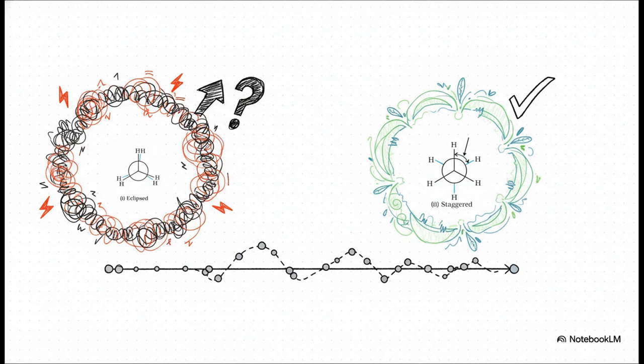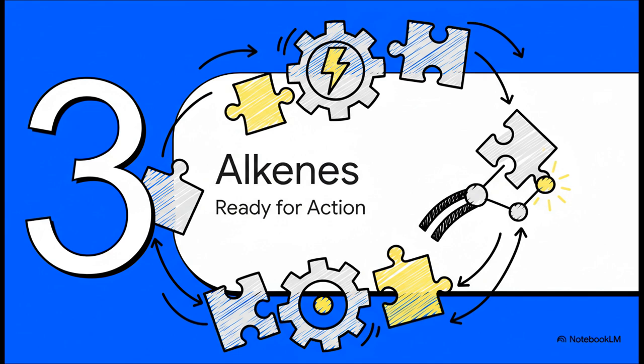They don't like that. It creates tension, making it unstable. But on the right, you have this staggered form. Here, everyone has their own personal space. This is way more comfortable for the molecule, making it the low-energy, stable shape it prefers to be in. Okay, let's move on to the next family.